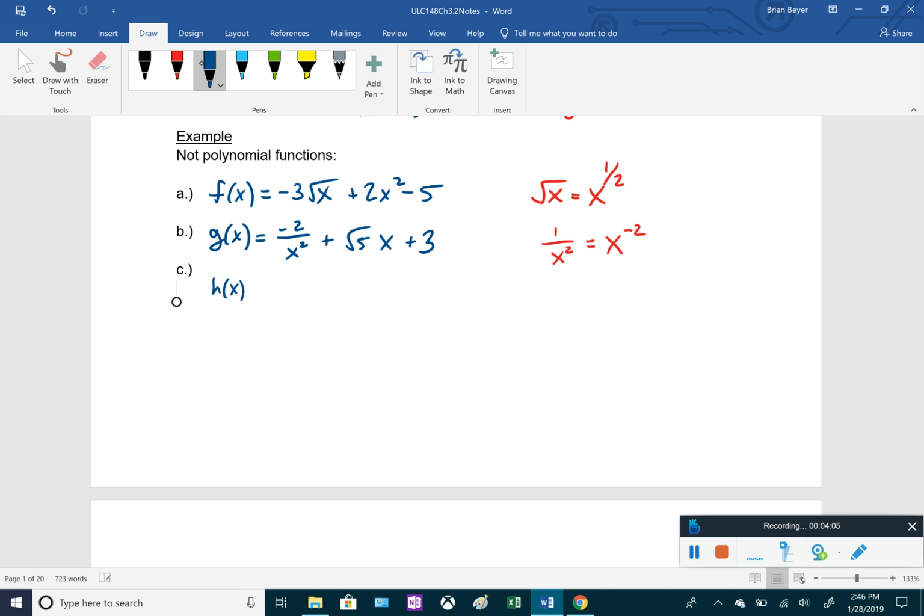We'll do one more. So let's say h of x, 2x squared minus 4, all divided by x cubed minus 2x plus 1. So since there's that big division sign here, that's actually something called a rational function that we'll get into, but that's also not a polynomial. There's a polynomial in the numerator and denominator, but the whole thing itself is not a polynomial.